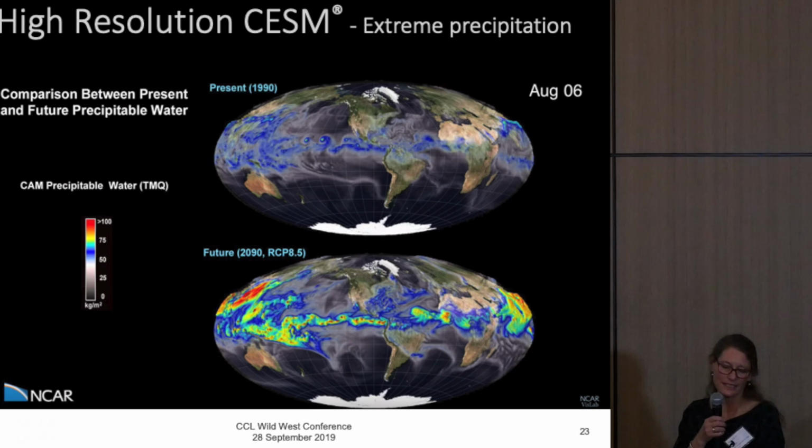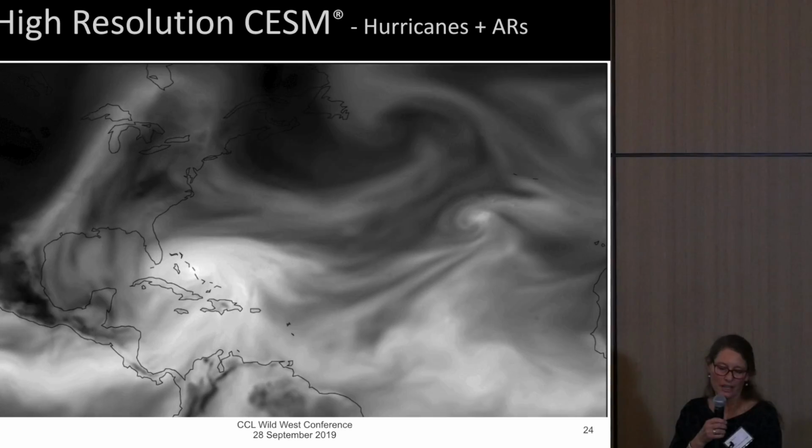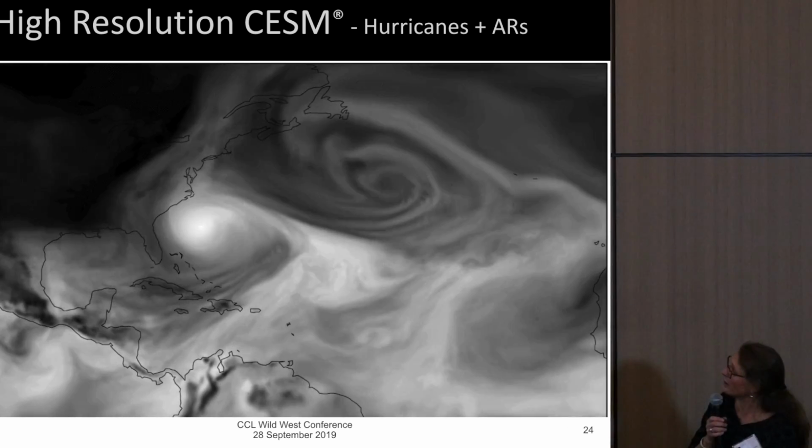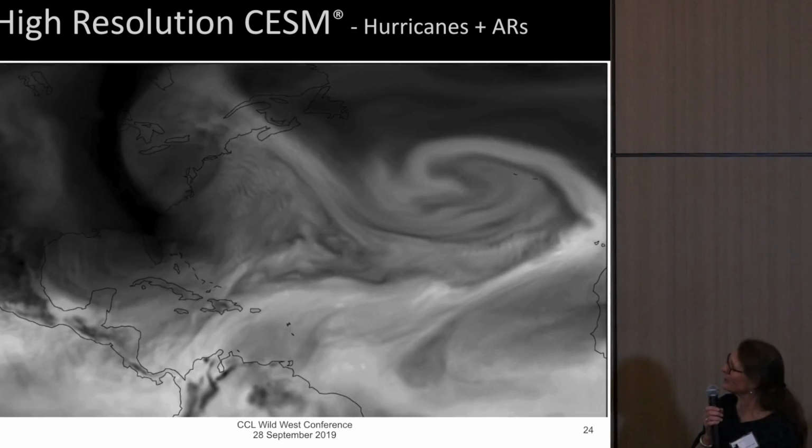We see this is a single frame from a climate simulation. The top is the present day and the bottom is the future, and the bright colors in the bottom are representing the precipitable water in the atmosphere column, and we have more precipitable water in the future climate simulation than in the past. So these are just my last couple slides, but I wanted to show that this is the kind of simulation that we get out of a high-resolution model.